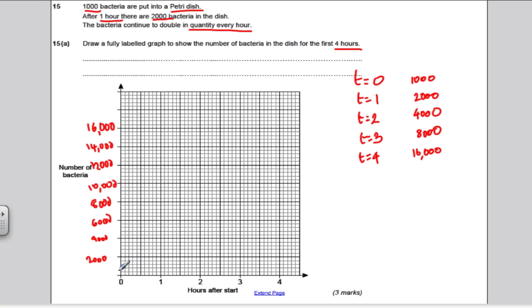When t is 0, you've got 1,000 there. T is 1, you've got 2,000. When t is 2, you've got 4,000. When t is 3, you've got 8,000. And when t is 4, you've got 16,000, which is somewhere up there. And you draw a nice smooth line between these. That's an exponential curve that looks something like that.